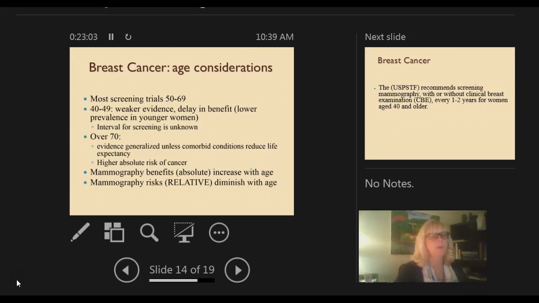So most of these screening trials to come up with these guidelines are between ages 50 and 69. There's much weaker evidence in ages 40 to 49. This is for breast cancer. And then the interval screening we don't really know about. But over 70, we do know that it reduces life expectancy, and there's a higher absolute risk of cancer. So mammography benefits increase with age, and the relative risk diminishes with age.